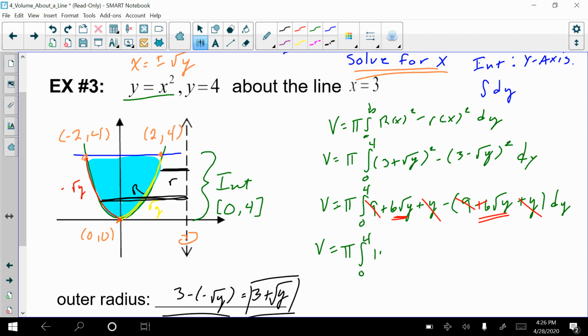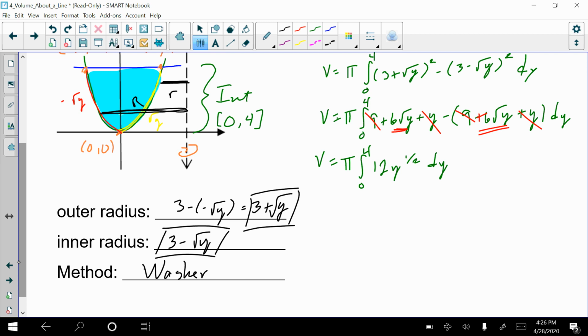So we have 12, and if you want to, you can just say y to the 1/2 power. That makes it easier to do your antiderivative, because at this point we've simplified everything that we can in the integrand. Now, one quick thing that I noticed is that I do have 12 as a constant, so I'm going to go ahead and pull that out as a constant like I would with the pi.